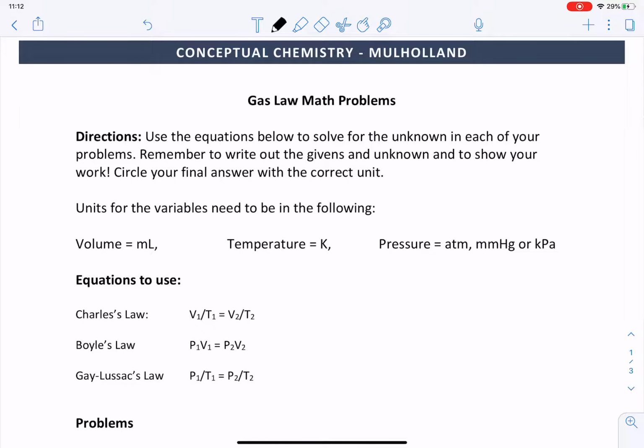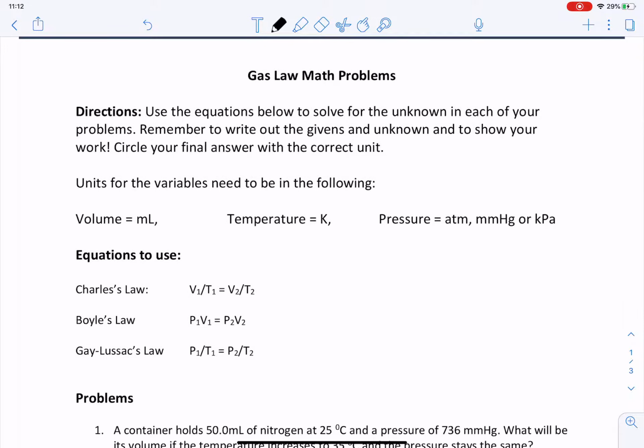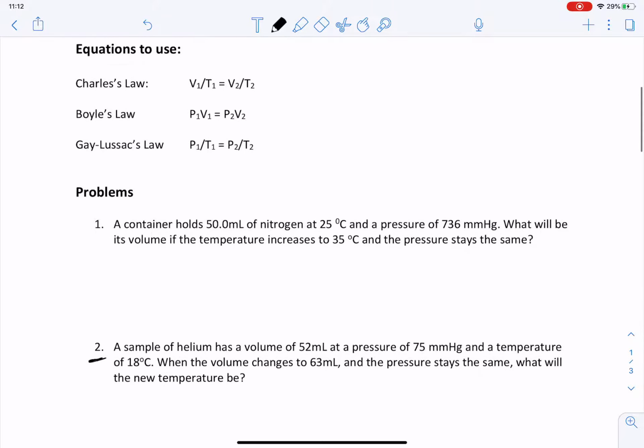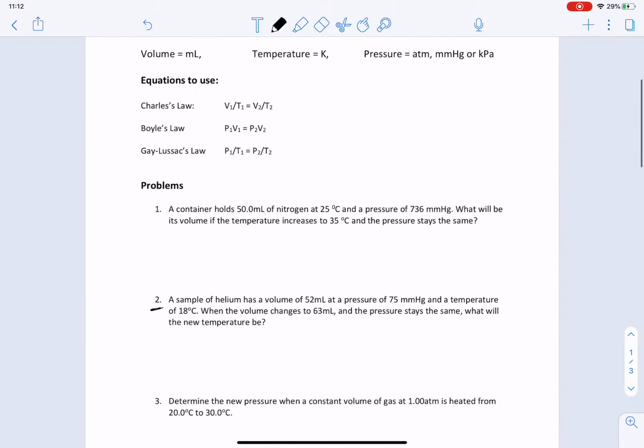Hey guys, this is our review for gas laws and solving for gas laws using our equations that we've been given. So for these problems, the expectation is to always show your work, including the proper units, identifying your givens, unknowns, and equations, right? So it's not just writing that final answer. You have to show me how you got there.